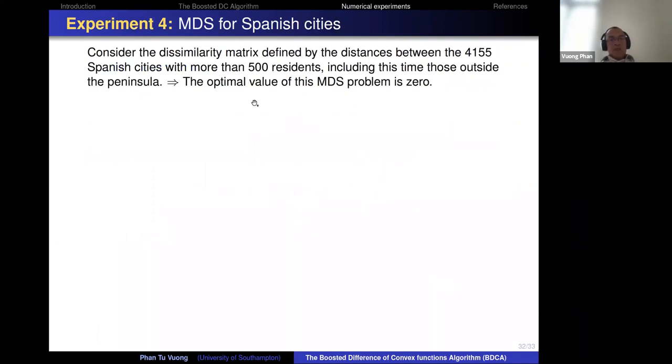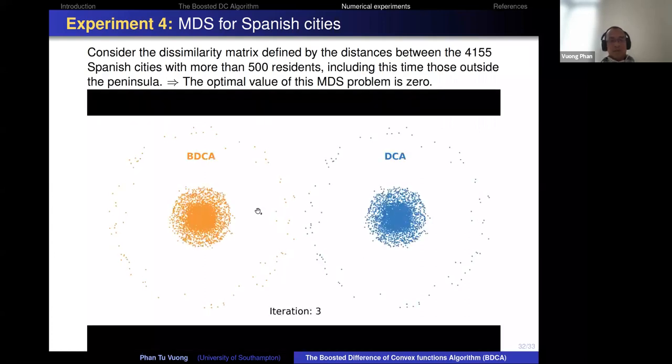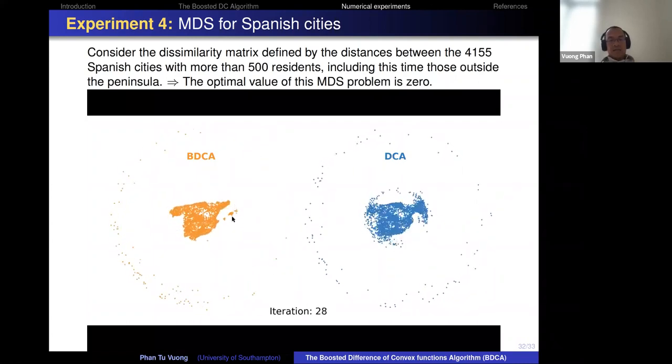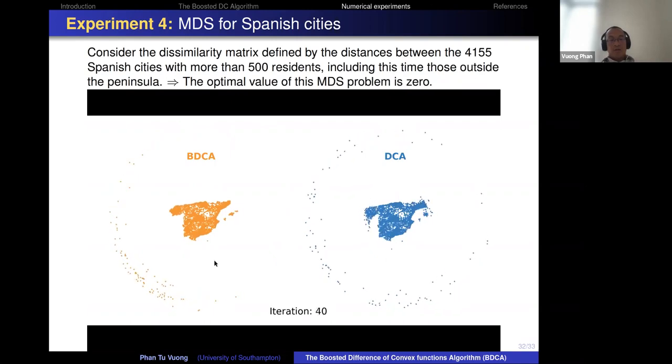So in the experiment, we consider the dissimilarity matrix defined by the distance between more than 4,000 cities of Spain with more than 500 residents, and now also including Iceland. Because the target dimension is the same as the original dimension, the optimal value of this MDS is 0. And here you see the performance of BDCA and DCA. So the task is to reconstruct the map of Spain.